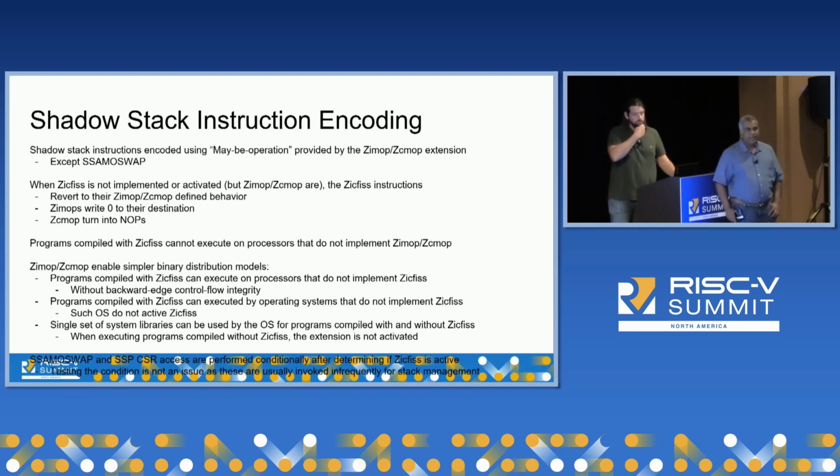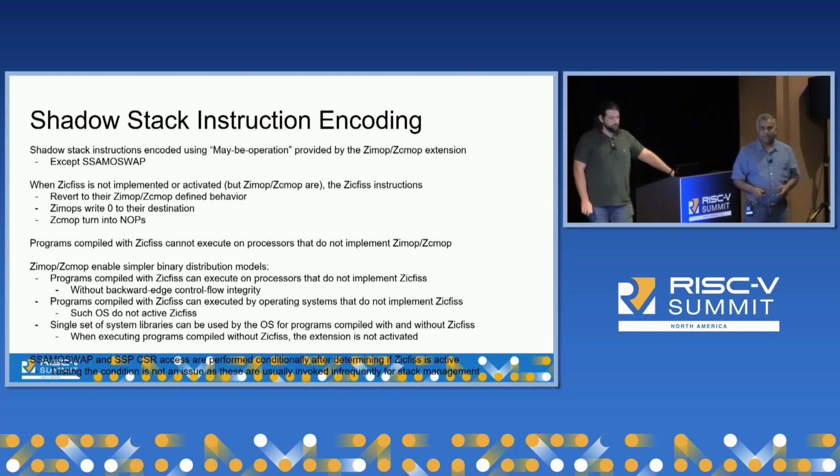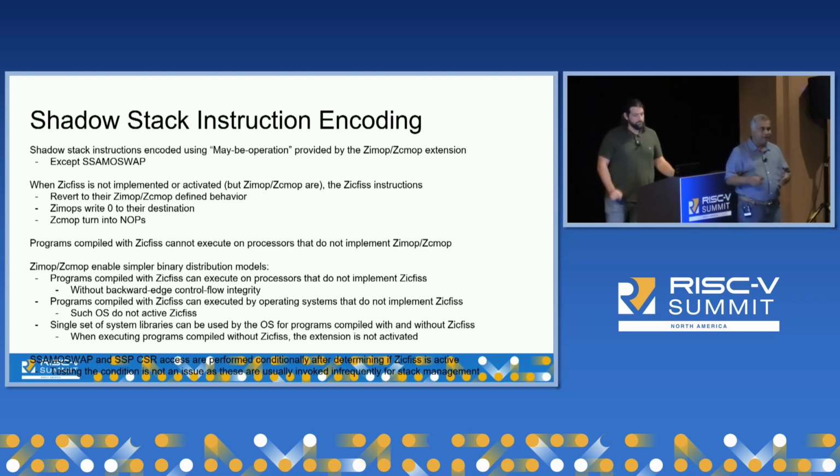The shadow stack instructions, we encoded them using a new family of opcodes. We call them MOPs, maybe operations. They're called maybe operations because normally they don't do any operation. So for instance, ZMOPs, those code points, they just write 0 to the destination. ZCMOPs, which are the compressed forms, just turn into no ops. But when the extension is implemented, some of these code points turn into the extension-defined instructions. And what that allows us is the ability to build a program with the shadow stack instructions in them. Now, they can be loaded on a machine that does not support shadow stacks.